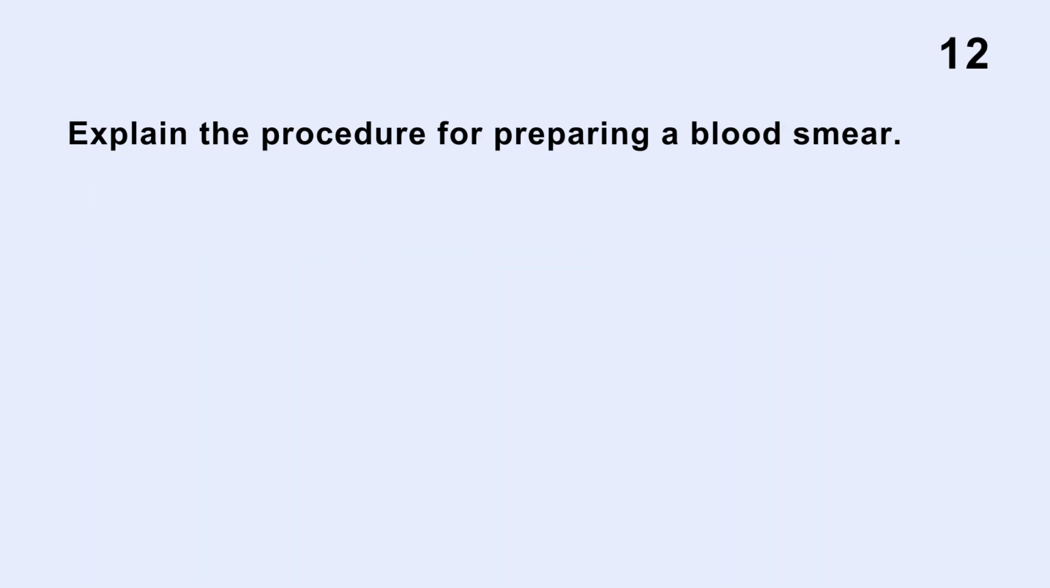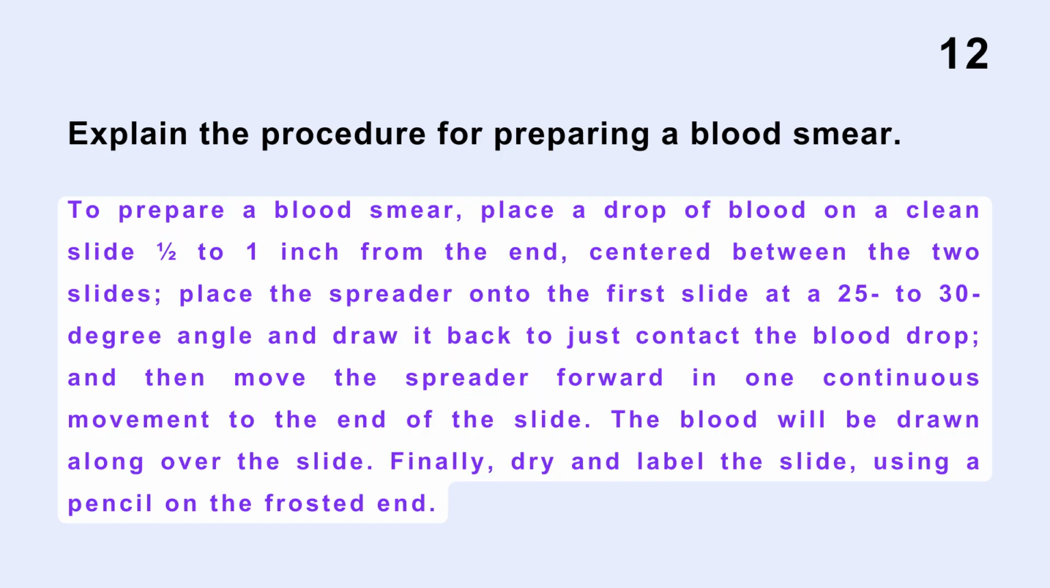Number 12. Explain the procedure for preparing a blood smear. To prepare a blood smear, place a drop of blood on a clean slide 1/2 to 1 inch from the end, centered between the 2 slides. Place the spreader onto the first slide at a 25 to 30 degree angle and draw it back to just contact the blood drop, and then move the spreader forward in one continuous movement to the end of the slide. The blood will be drawn along over the slide. Finally, dry and label the slide, using a pencil on the frosted end.